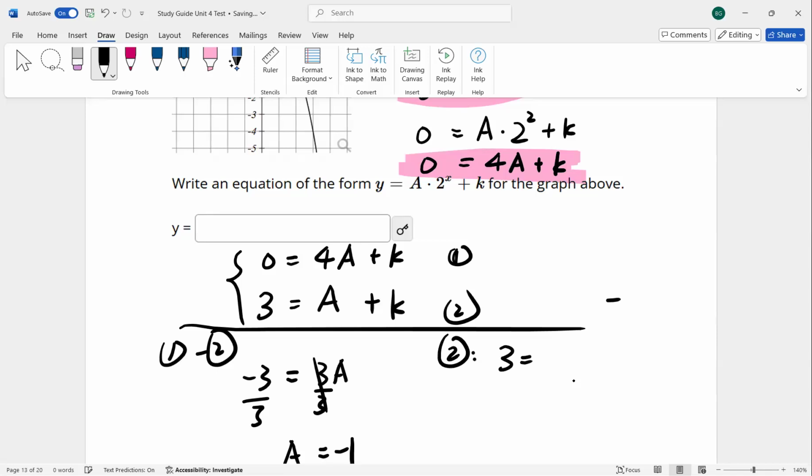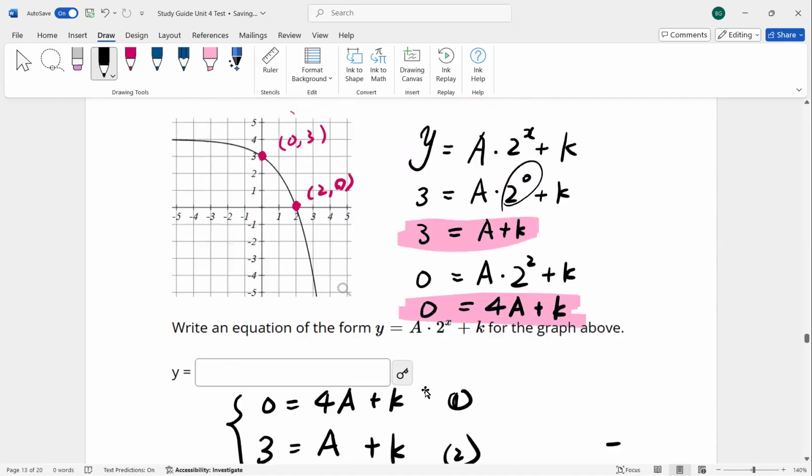a equals -1. Once we have a equals -1, we can plug back into number 2, right? Number 2, 3 equals a, which is -1, plus k. And k has to be 4 in order to get a 3 on the left side. -1 plus 4 is 3.